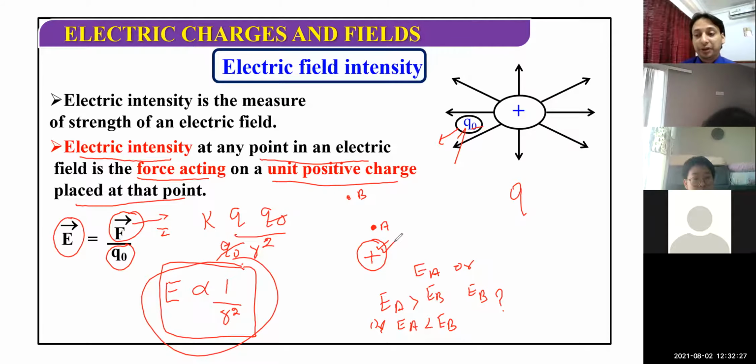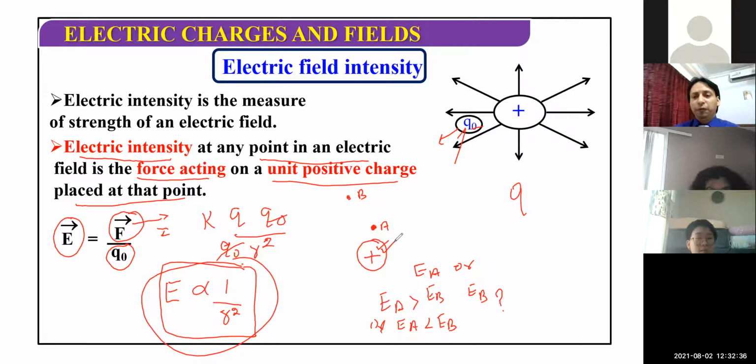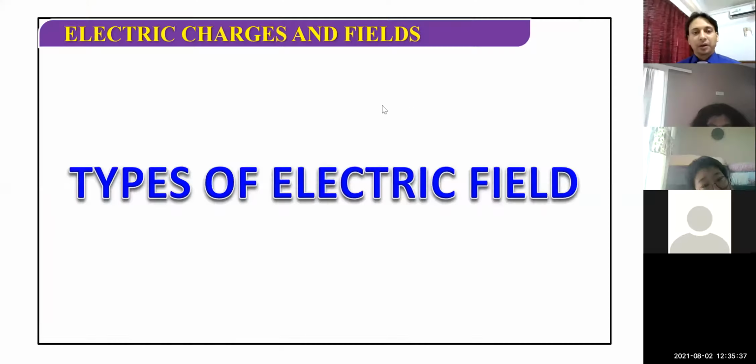A strong electric field will be there near a charged body, and as we move away from the charged body it becomes weaker. This happens in real practice also. If you take a bar magnet, let me take an example. Students, what happens with a bar magnet? If you take a magnetic material near the bar magnet, it will be attracted by the bar magnet. But if you take that magnetic material away from the magnet, then it will be difficult for the bar magnet to attract it.